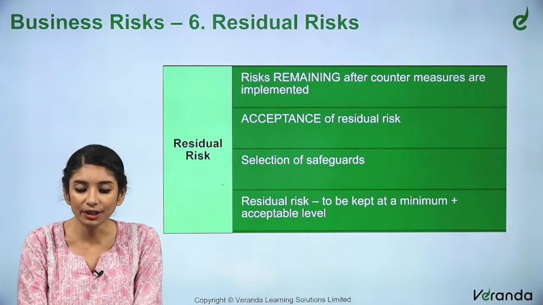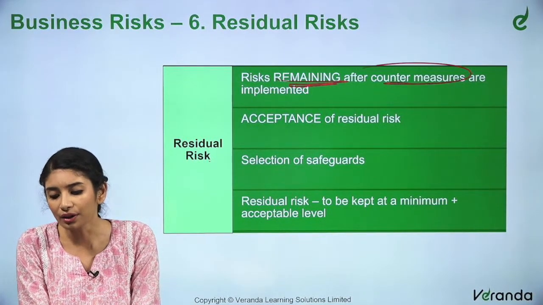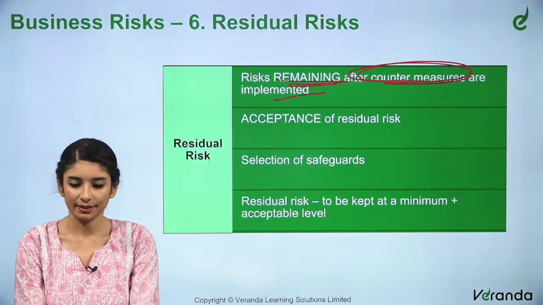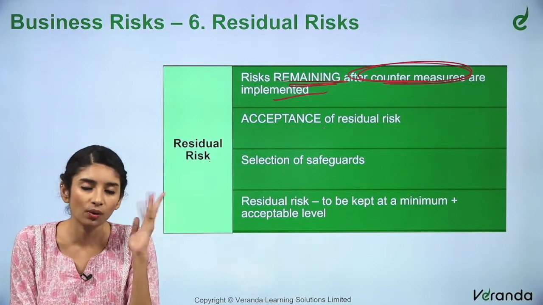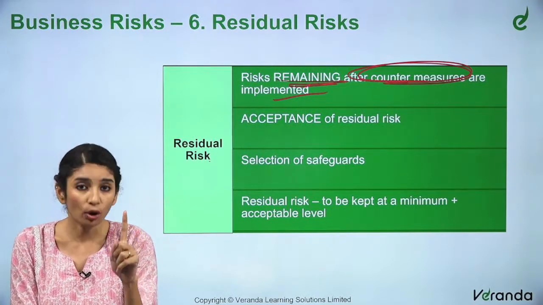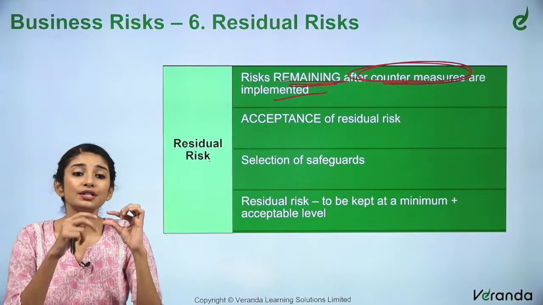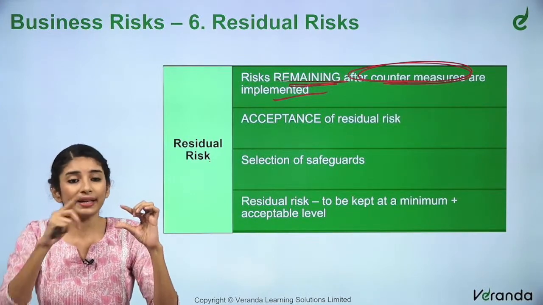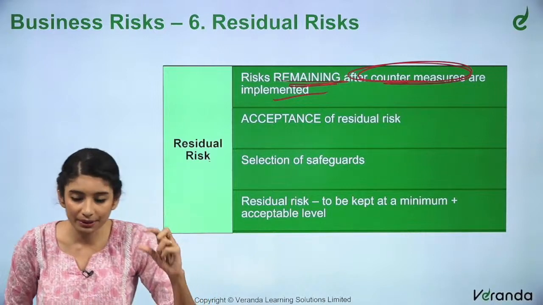Next is residual risk. Residual means risk remaining after all the controls or countermeasures are implemented. Some risk is still there. Now what do I need to do? Should I just ignore that and go on with life? No, I need to monitor that it is at an acceptable level. If not, then I need to have more controls to mitigate that.